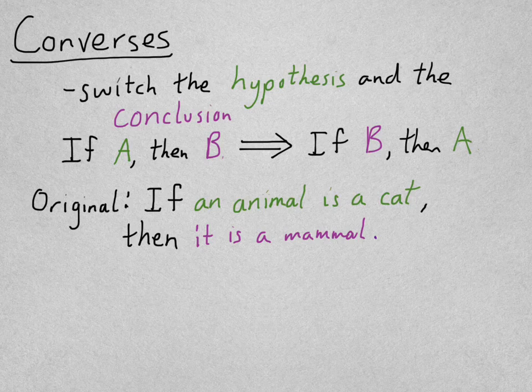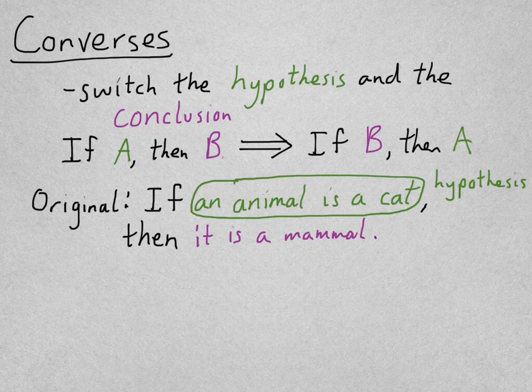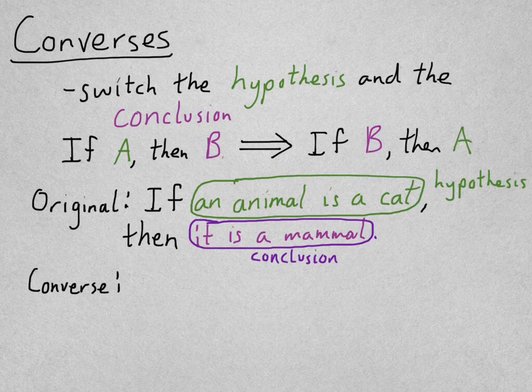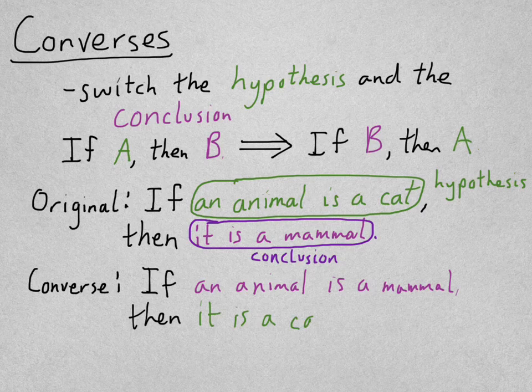We're going to switch the two parts. The hypothesis is the part an animal is a cat. The part it is a mammal is the conclusion. So when I switch them, it's going to look like this: if an animal is a mammal, then it is a cat.